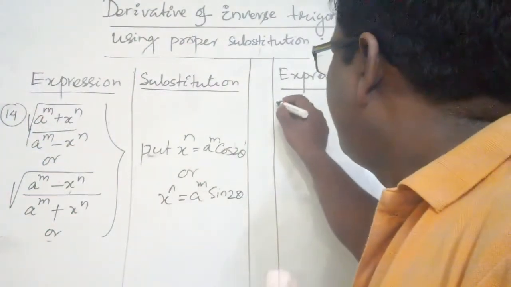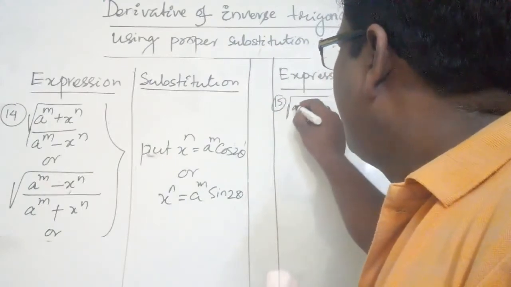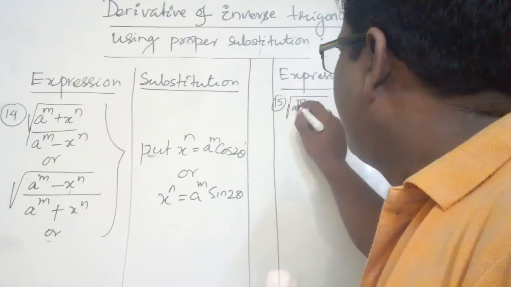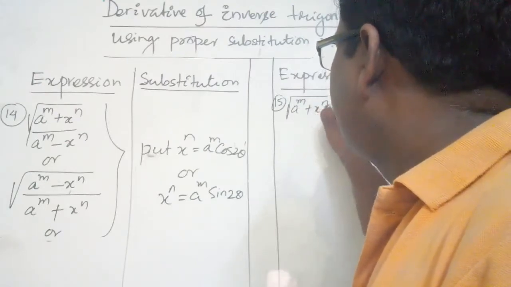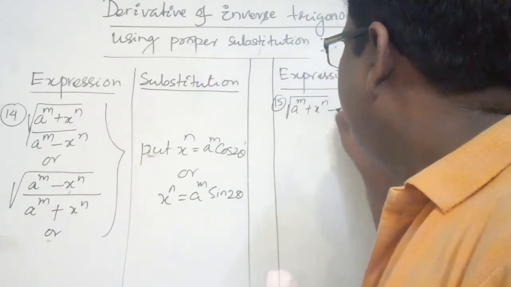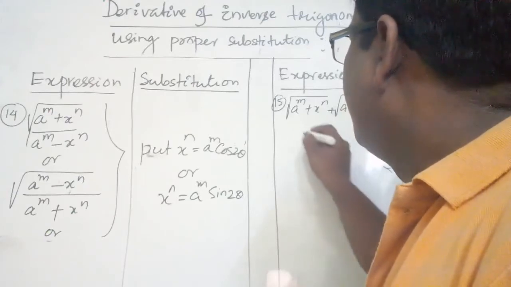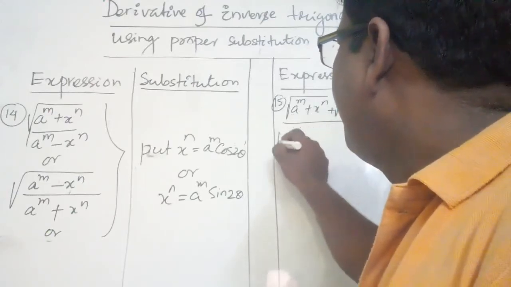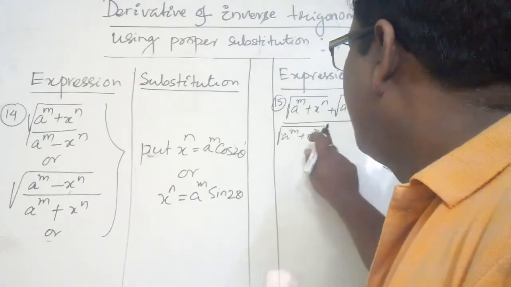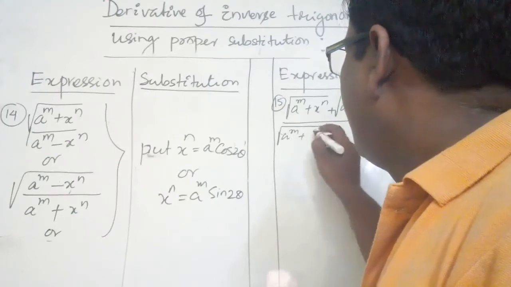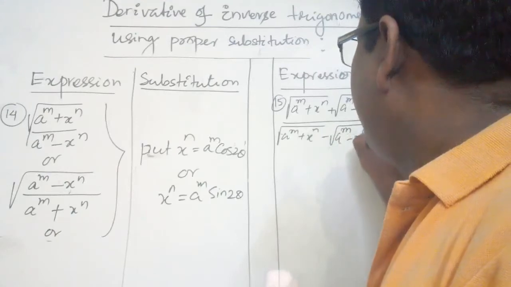What is question 15 here? Question 15 is root over a to the power m plus x to the n plus root over a to the n minus x to the n, whole divided by root over a to the power m plus x to the n minus a to the power m x to the n.